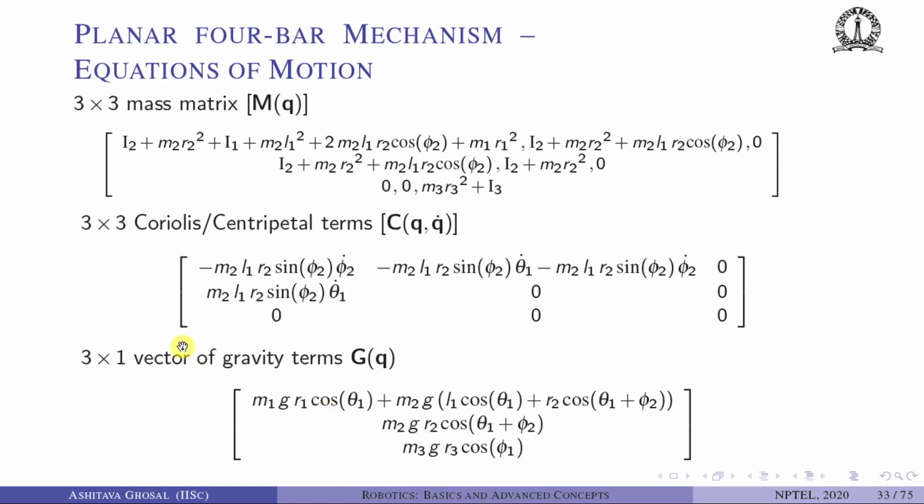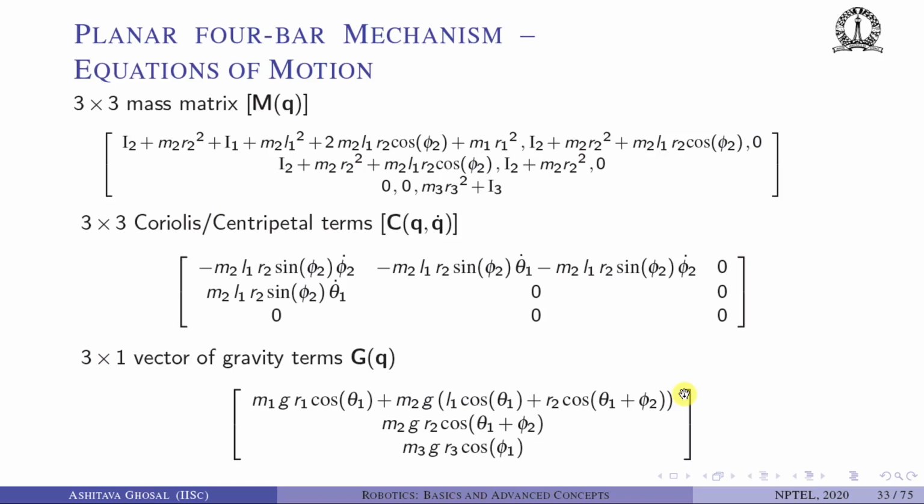It will contain M1 G R1 cos theta 1, plus M2 G times L1 cos theta 1 plus R2 cos of theta 1 plus phi 2, and so on. So it is very similar to the planar 2R. We have a third component of the gravity vector, which is coming from the planar 1R. Likewise, there will be a third row and a third column in the mass matrix, and likewise there will be a third row and a third column in the Coriolis and centripetal term.